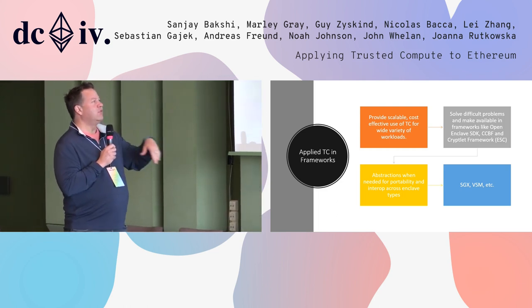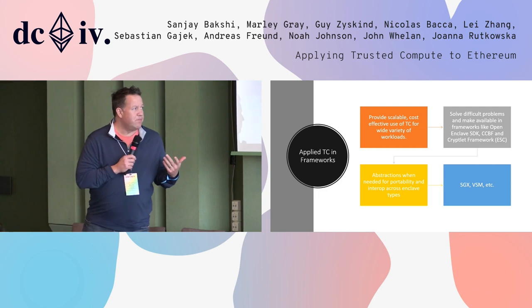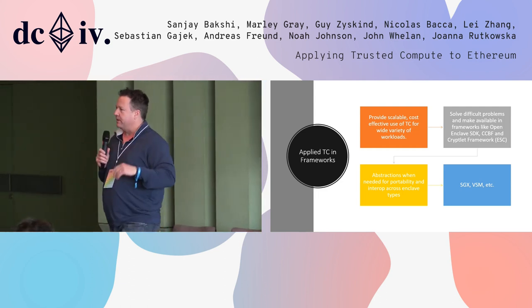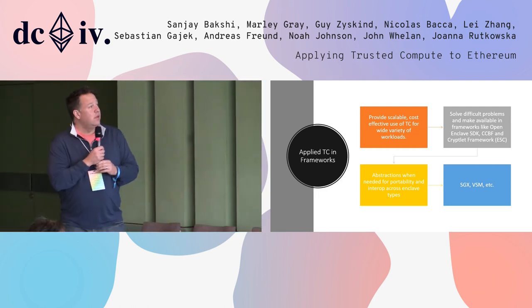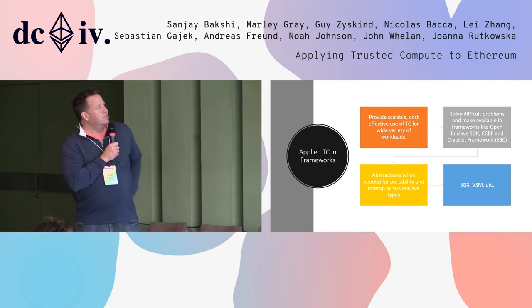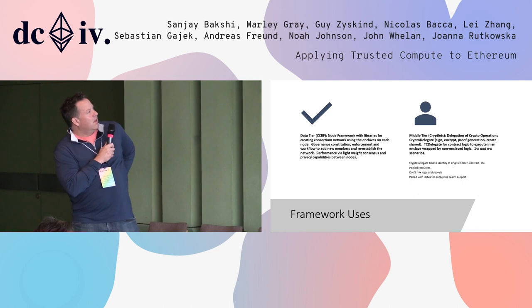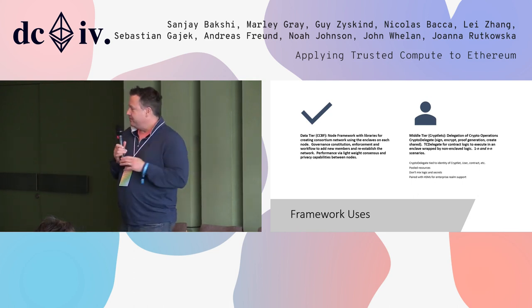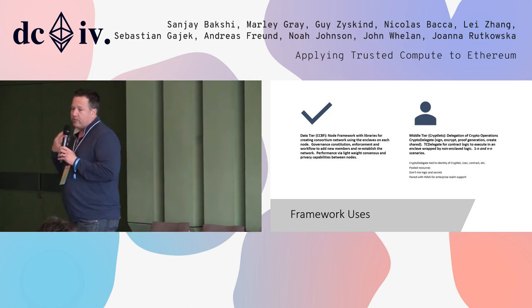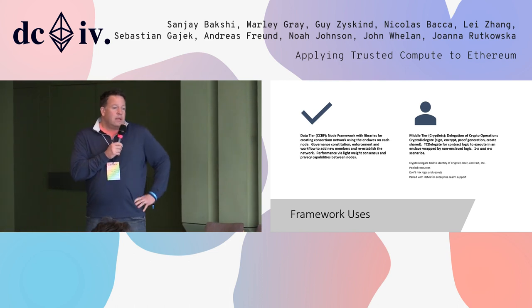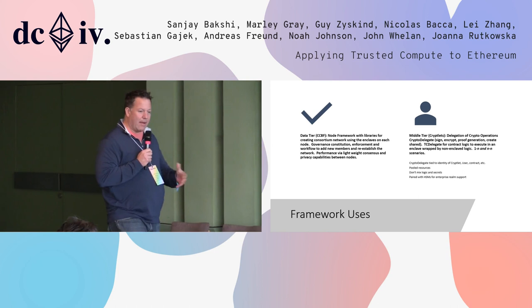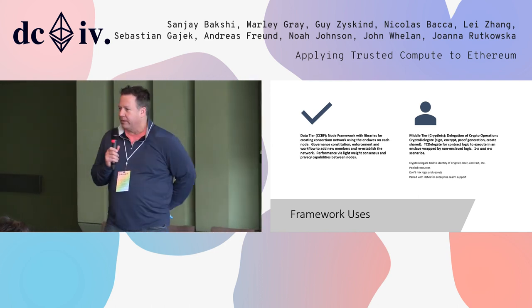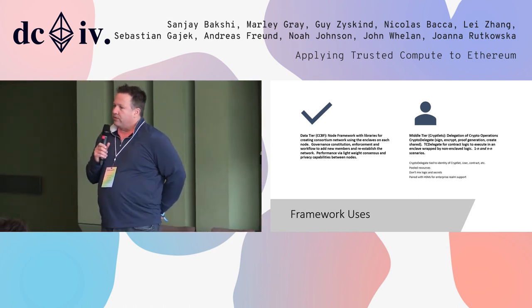So these abstractions are very important. We talk about SGX and VSM, and others will come across. So let's go to the next slide. Sanjay, please. Thank you. Two basic things that we're trying to do. These are examples of frameworks that we're working on to try to allow customers to build killer applications. We think that's going to be what really drives blockchain networks.